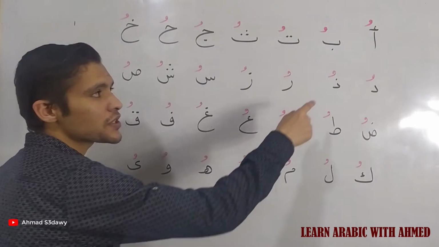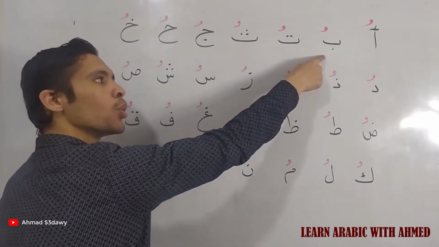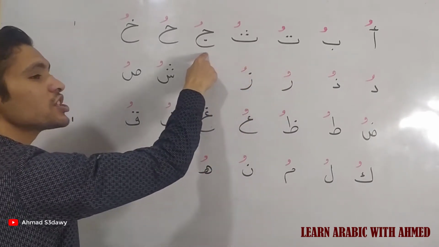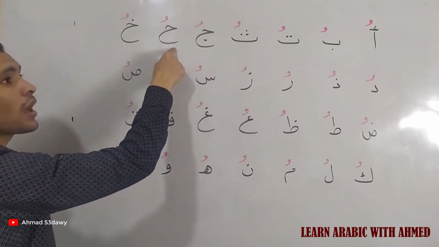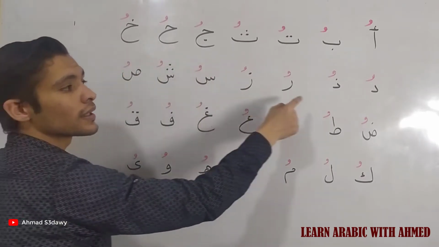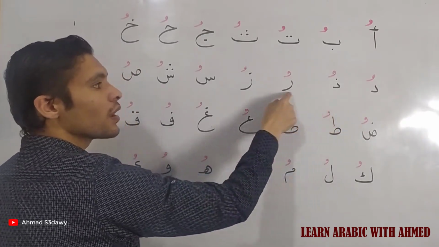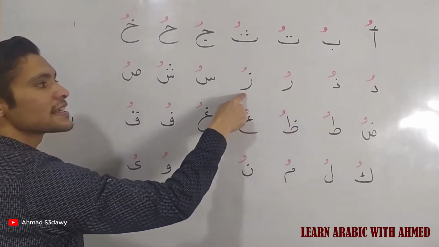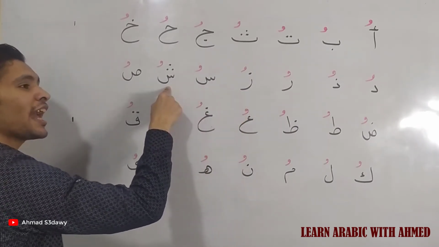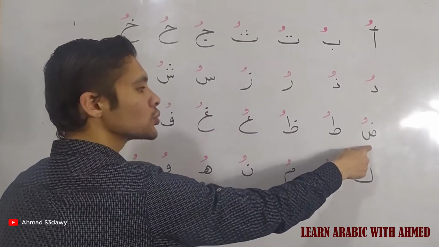If we have Alif, you say A, U. Here, Ba, Bu. Ta, Tu. Tha, Thu. Ja, Ju. Ha, Hu. Kha, Khu. Da, Du. Za, Zu. Ra, Ru. Za, Zu. Sa, Su. Sha, Shu. Sa, Su.